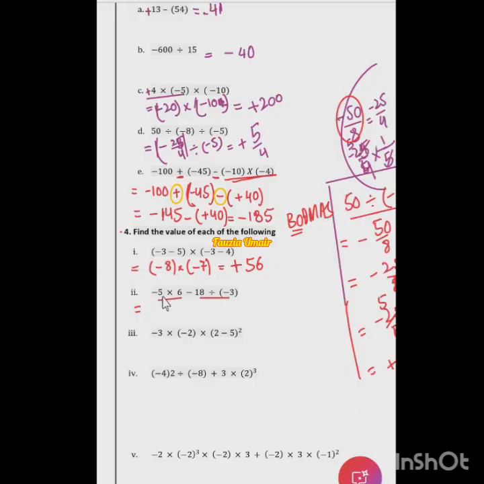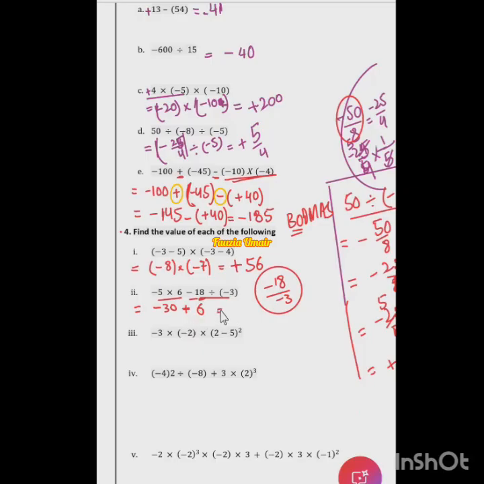So minus 5 into 6. Ma'am, they're unlike terms, so minus 30. Then minus 18 divided by minus 3. Like terms, so the answer would be plus, and 18 divided by 3 is 6.